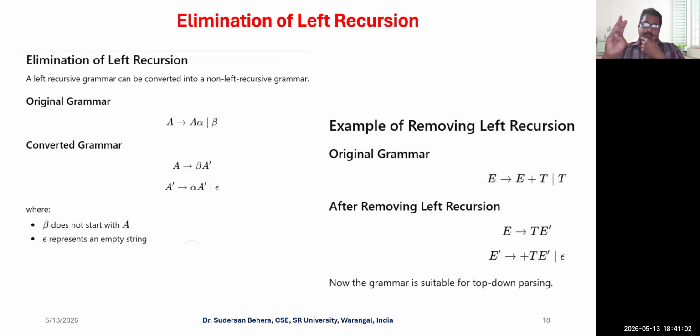Now this grammar can be easily accepted, and it is useful for the top-down parser and bottom-up parser. There will be no confusion. I mean, no infinite loop can be created by the parser. Okay, is that clear? Next.